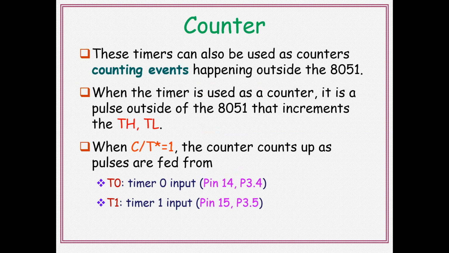So these timers can also be used as counters for counting events happening outside the 8051. When the timer is used as a counter, it is a pulse outside of the 8051 that increments TH0 or TH1 and TL0 or TL1. When C/T bar equals 1, the counter counts up as pulses are fed from the T0 pin or T1 pin. That is pin number 14 and pin number 15, the alternate functions of P3.4 and P3.5.